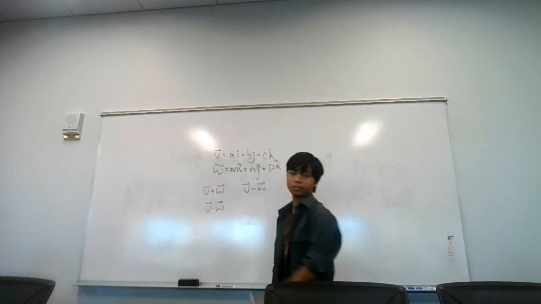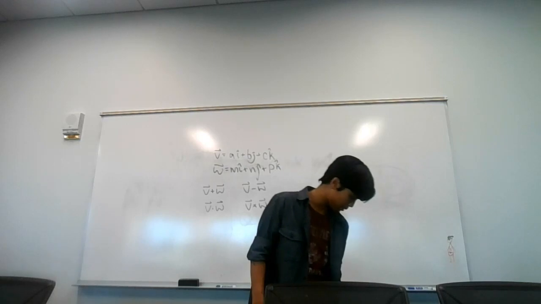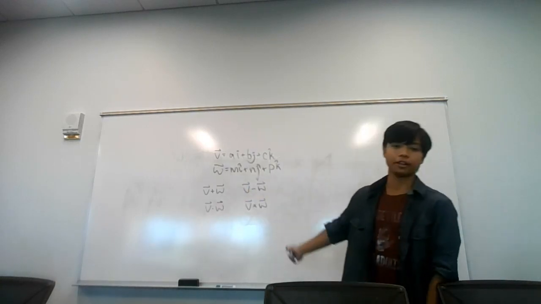One of them is called a dot product that returns a scalar. One of them is called a cross product that returns another vector.